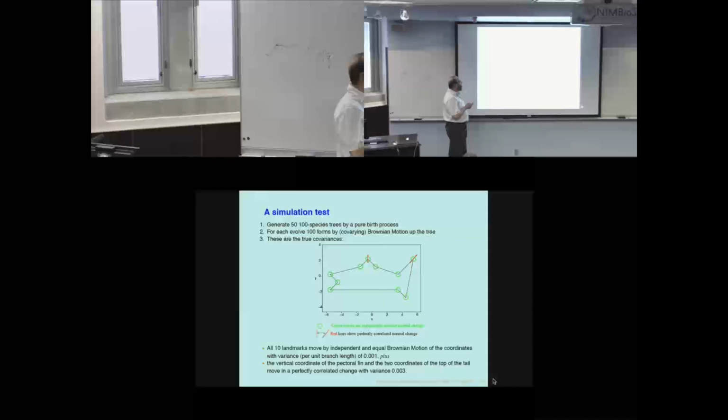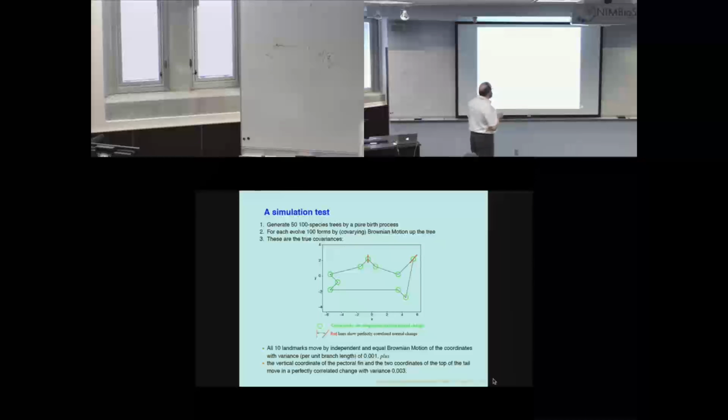But then, in addition to it, we're going to have the tip of this fin wander up and down in a Brownian motion. And at this coordinate here, both coordinates are to change in a perfectly correlated way. So the tip of this fin goes out at a 45-degree angle. I think it's 45. So we have a covariance structure here that's not quite isotropic independent. It's got some correlated movements of fins in addition.